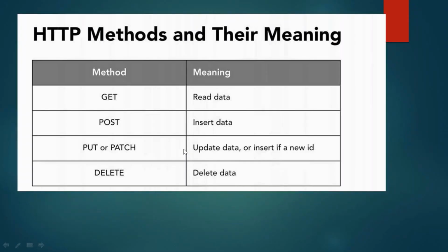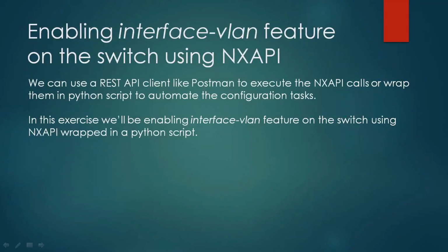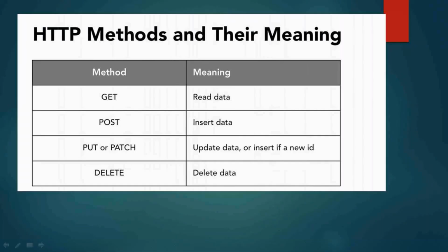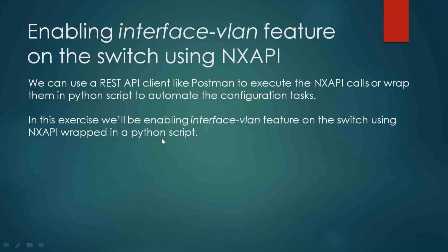Now let me show you quickly what the main HTTP methods are. In HTTP, you can see GET means read the data, POST means insert, PUT means update data or insert if it is a new ID, and DELETE means delete. These are the HTTP methods that you will see in our program. These methods we are going to use.